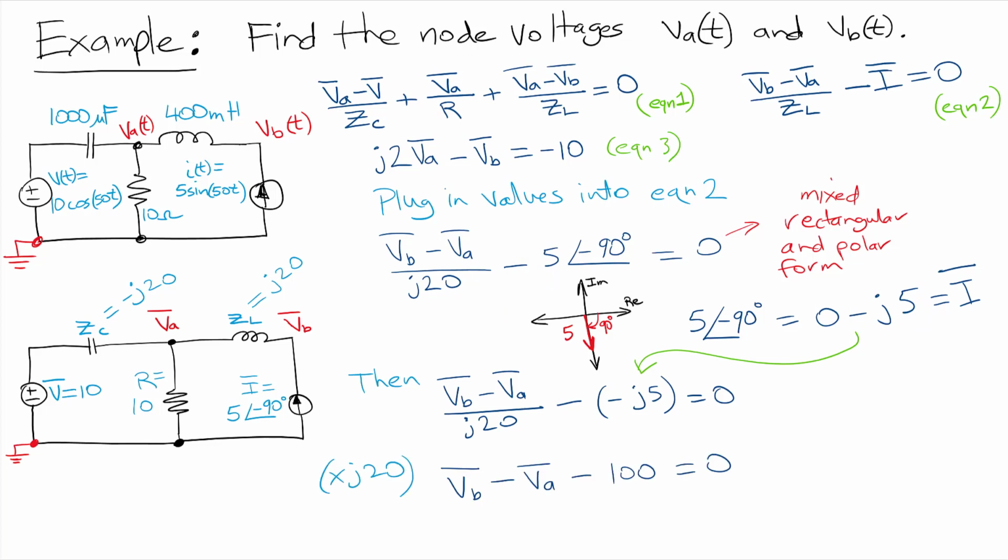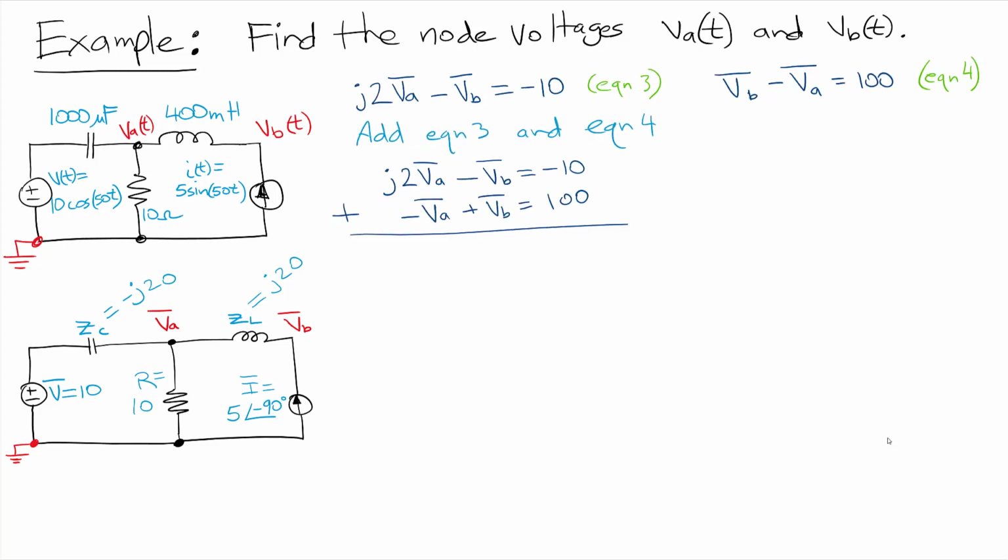So then we just operate, and we multiply by J20 to get rid of the denominator, and we get the expression VB minus VA minus 100, and then just rearrange to get equation 4. So VB minus VA is equal to 100. We just brought the 100 to the other side. Okay. So then we have our two equations. These are intermediate equations that we've developed, equation 3 and equation 4.